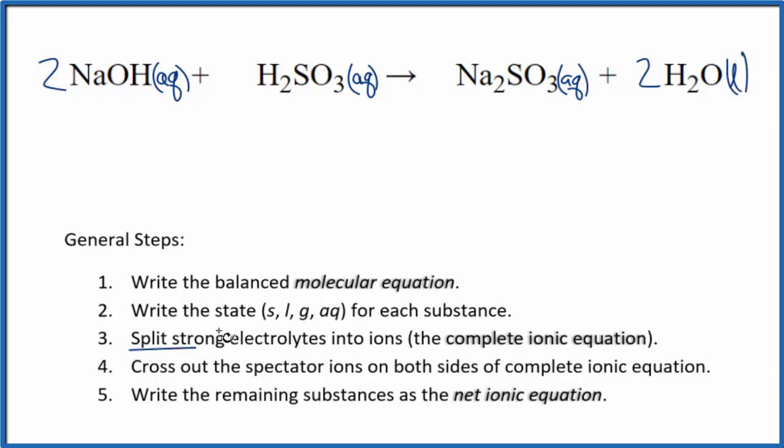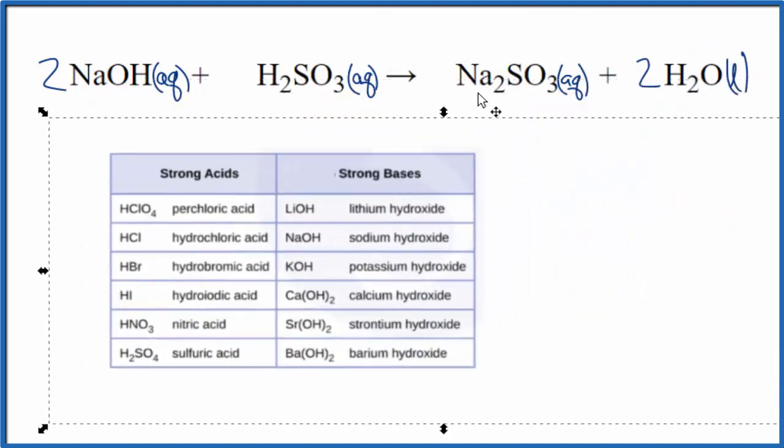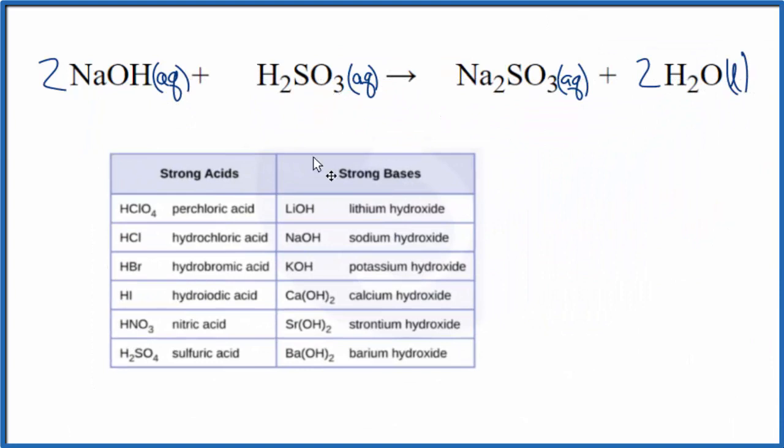Now we can split the strong electrolytes apart into their ions. This table here is something you might want to memorize. It's a list of the common strong acids and strong bases. We're looking for sodium hydroxide, which is right here. Sodium hydroxide is a strong base. That means it's going to split apart into its ions. So sodium, that's in group 1 on the periodic table. It has a 1 plus charge. The whole hydroxide is 1 minus.